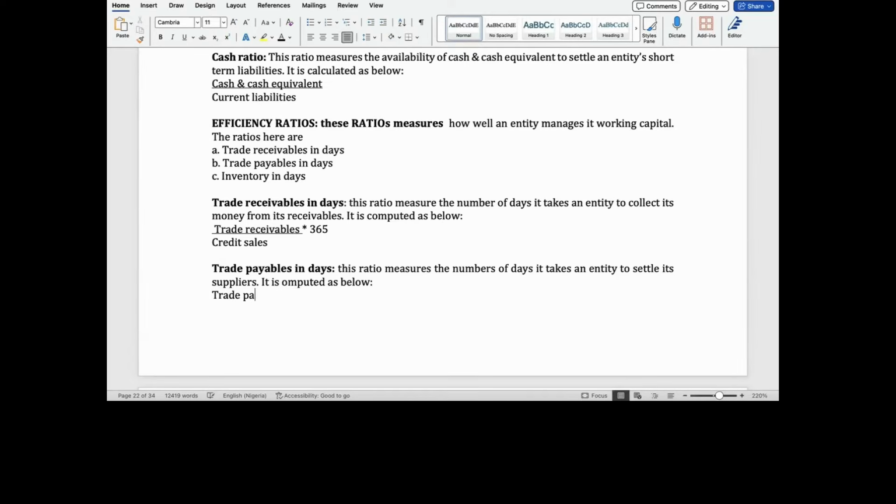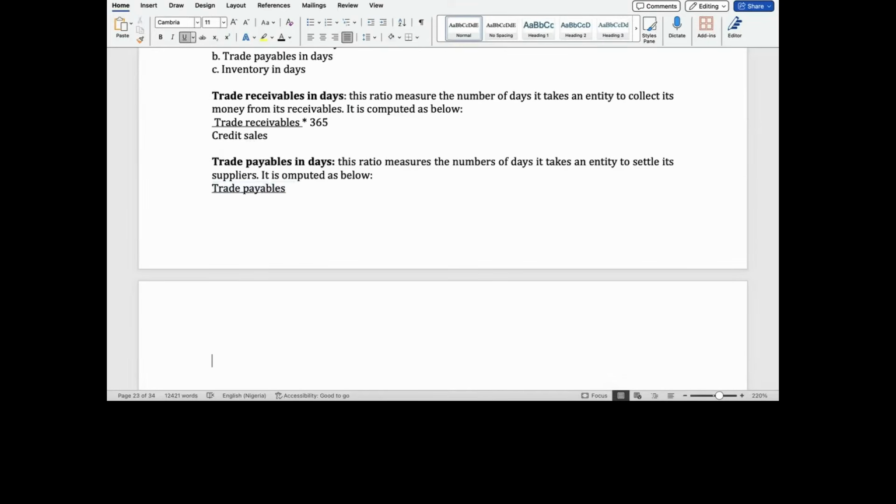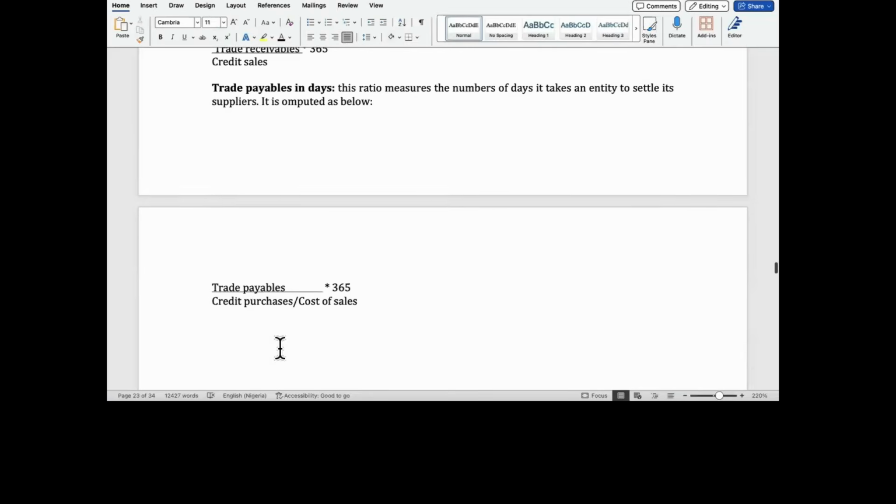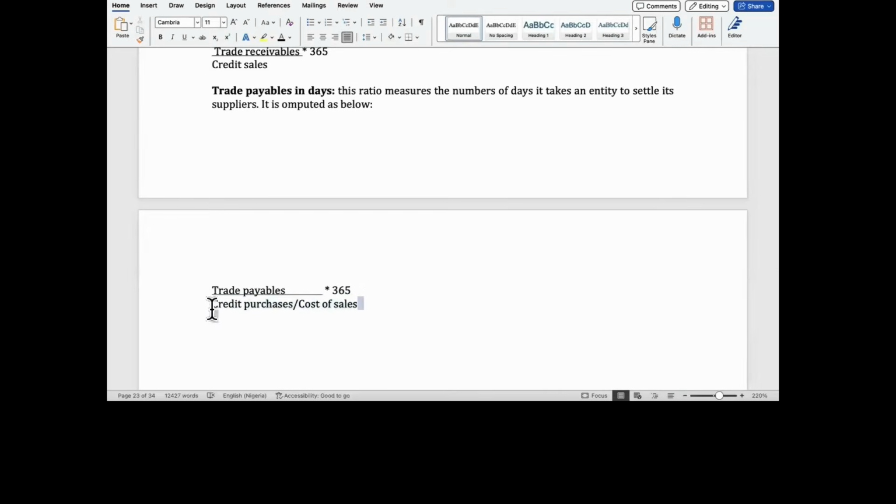Again, similar to that is trade payables. It is either you're using credit purchases, but I bet you in all cases you'll be using cost of sales, because where do you want to get credit purchases? I really haven't seen a question where they give you that. And don't waste your time working it out. It's a total waste of your time in the exam. It's not like they will give you an extra mark for making that effort.